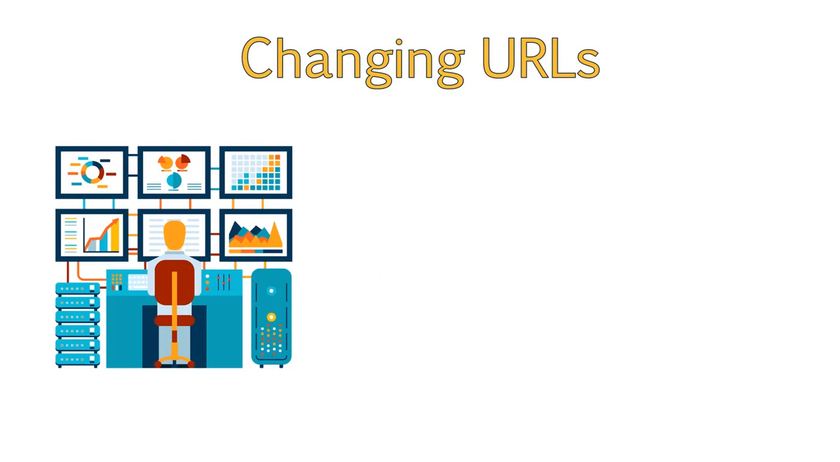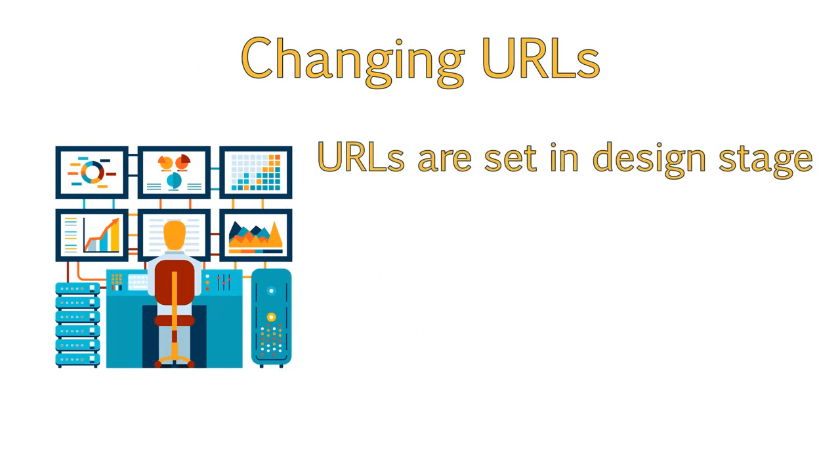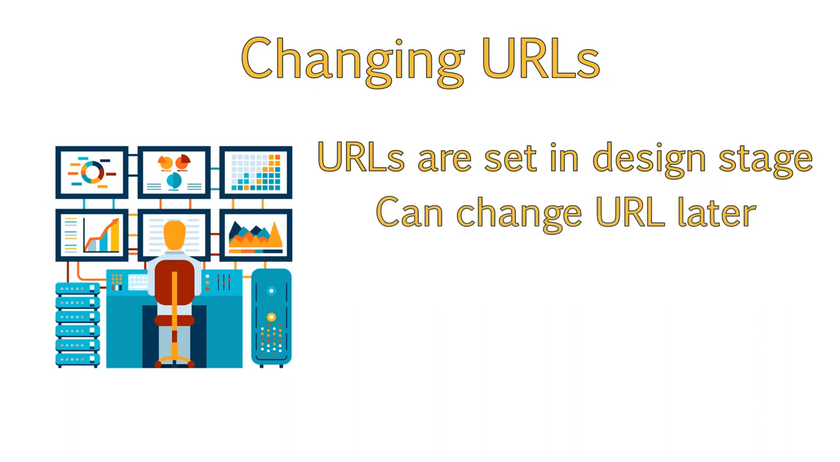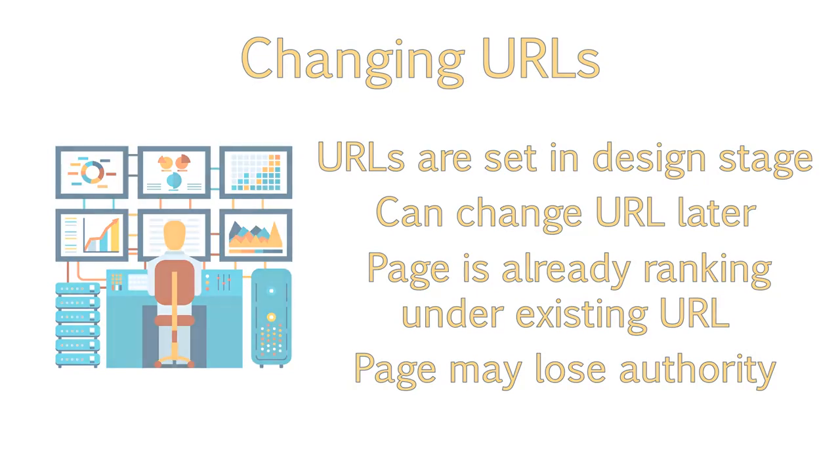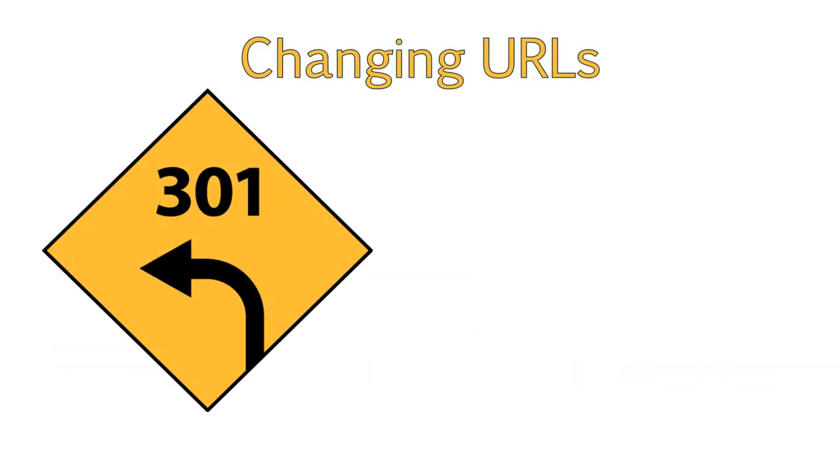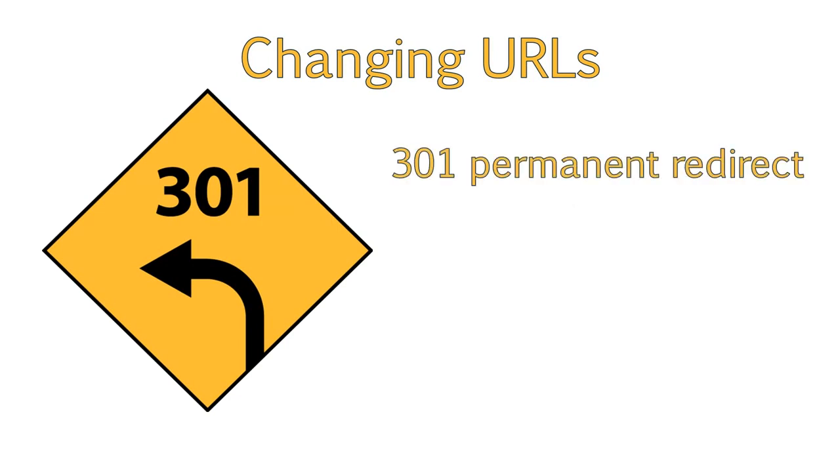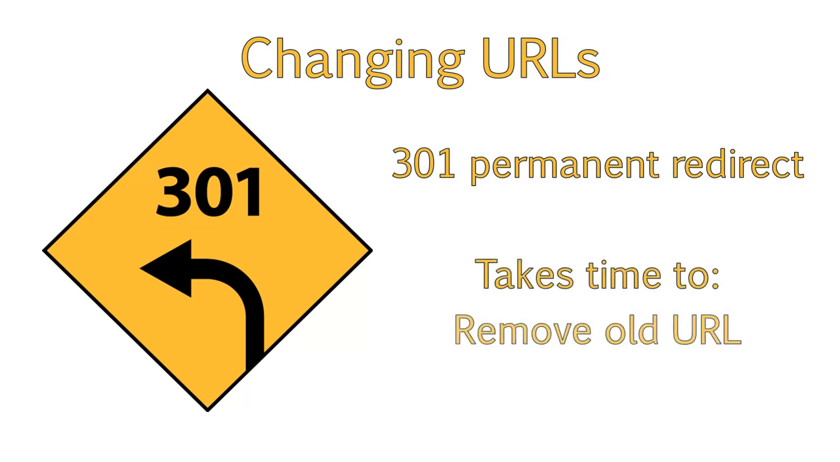Unless we as SEOs have been brought in during the design stages of a website, which is unfortunately a rare occurrence, we have little to say in how URLs are displayed and what subdirectories are created. You can always change the URL after the fact, but remember, that page is likely already ranking under the existing URL. Changing it later would mean it would lose some of the history and authority it has built up. If a URL is changed, it is best to ensure it is redirected using a 301 or permanent redirect. Once that occurs, it would take time for Google to remove the old URL from the index and index the new one.